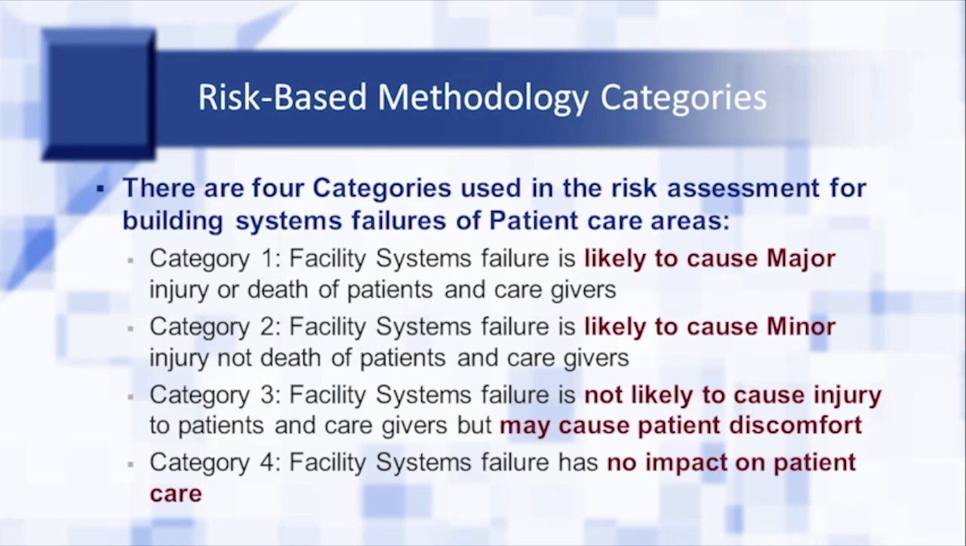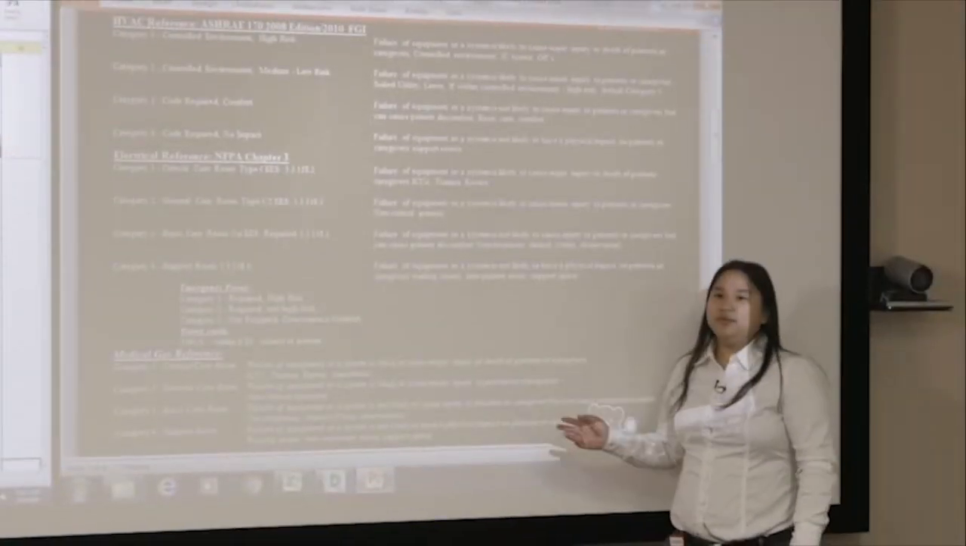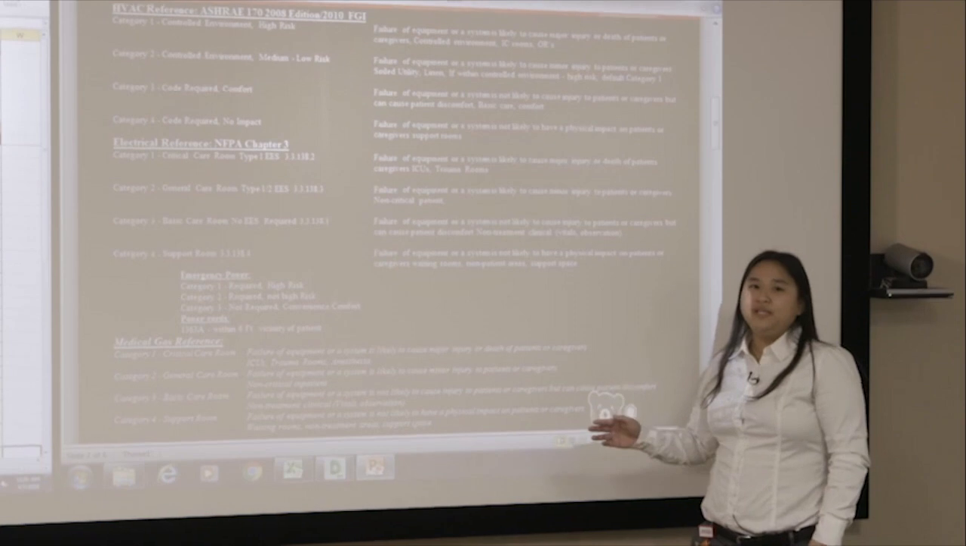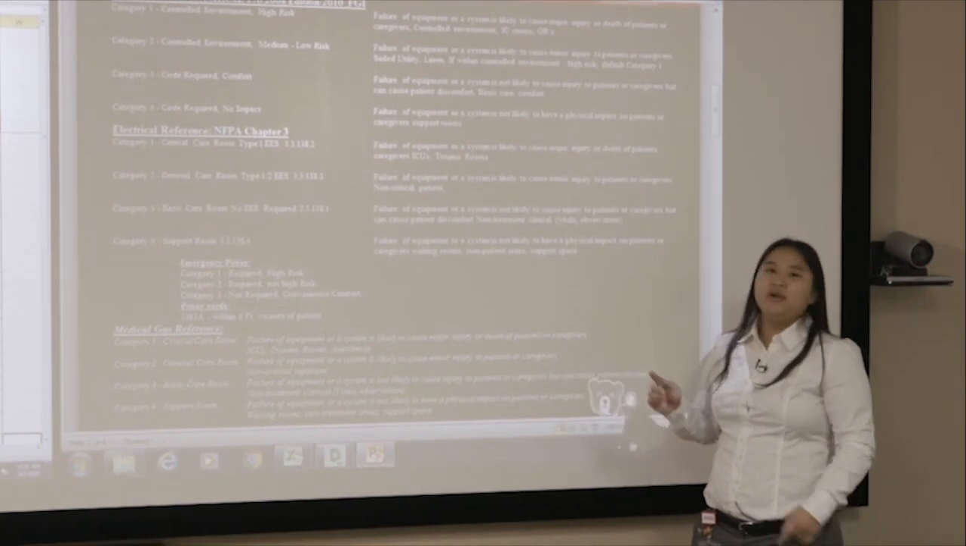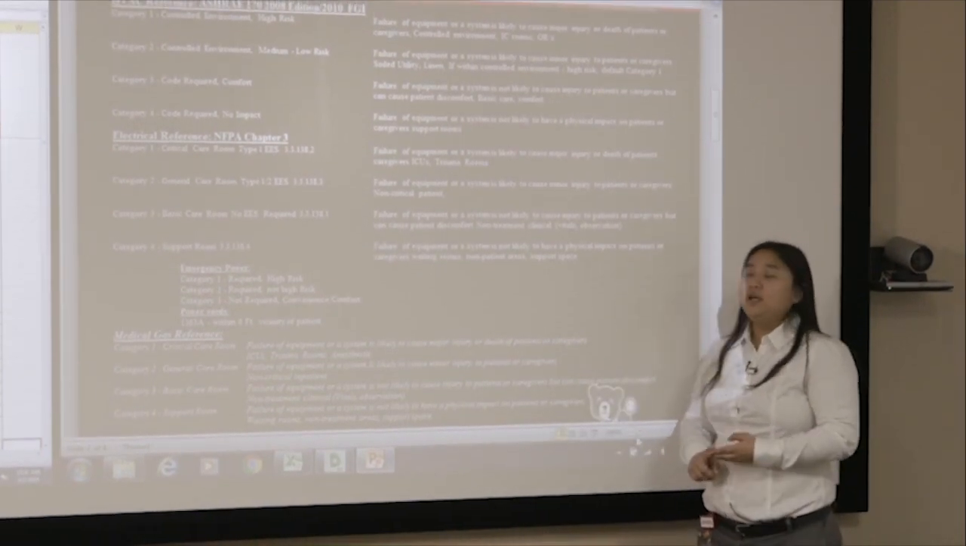So Cat 1 is our high risk, Cat 2 is our medium to low risk, Cat 3 is our comfort areas, and Cat 4 is no risk or no impact to patient or employees. And here we helped guide what we would be doing for each risk based on our mechanical, electrical, and plumbing equipment.